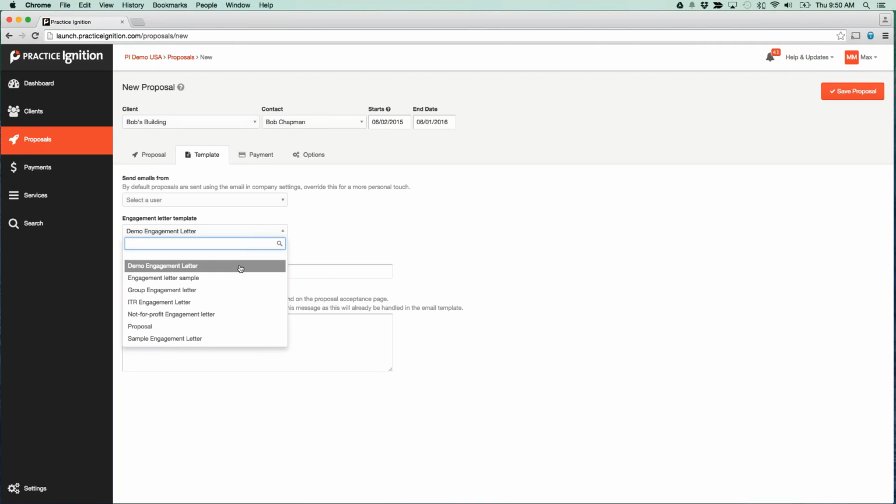Now what Practice Ignition is also going to do is dynamically insert the service descriptions into your engagement letter. So the scope of work gets automatically filled for whatever services you've added. And I'll show that to you when I show you the finished product. Also, the third way you can do this is you can have services insert extra text into the body of your engagement. So if you insert a tax prep service, that can also automatically create an addendum in your engagement letter with extra legal text for that service. There are a whole bunch of different ways to get that to match what you need.